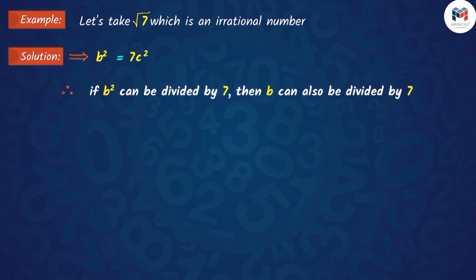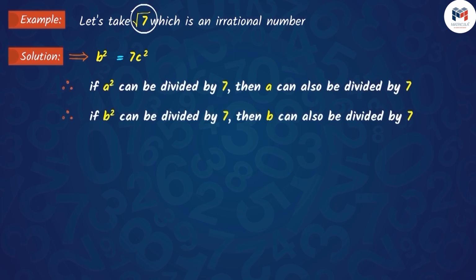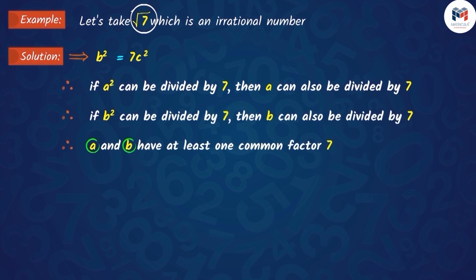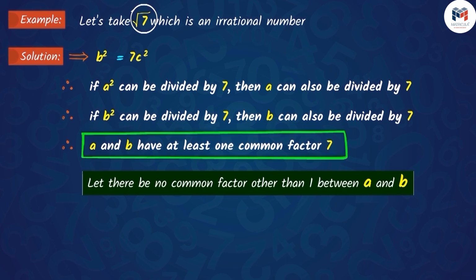This shows that 7 divides b square. Then 7 will also divide b. According to the given irrational number square root of 7, we get two results here. Thus, we know that a and b have at least one common factor and that the common factor is 7. Note that we had assumed that a and b do not have any common factors other than 1, whereas the opposite or contradiction of this is obtained.